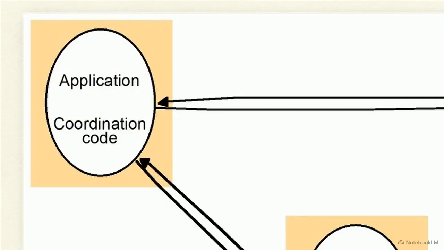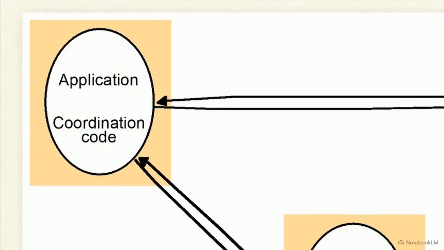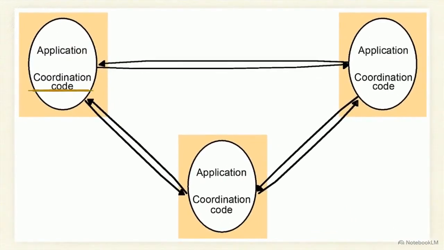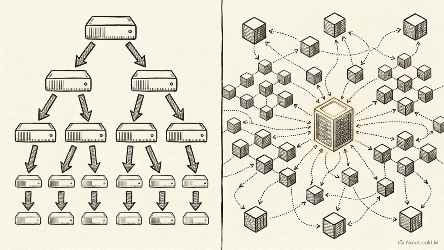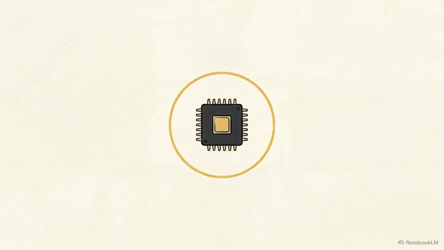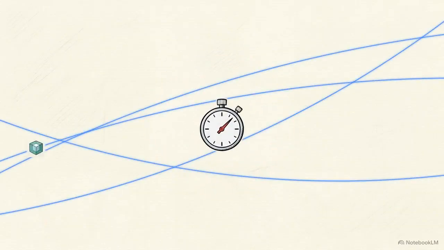Every single node in a true P2P network acts as both client and server simultaneously. Because there is no central authority, every application must carry its own internal coordination code to negotiate directly with its peers. Whether an engineer builds a rigid multi-tier cascade or a decentralized P2P web, the primary friction point moves away from maximizing pure CPU cycles and toward managing the precise timing and flow of network communication.